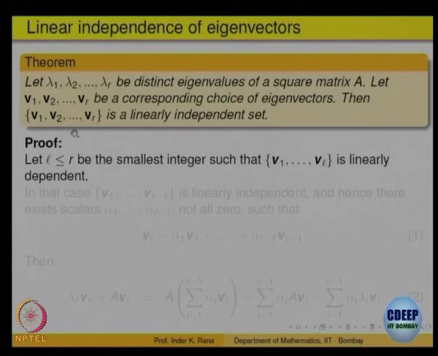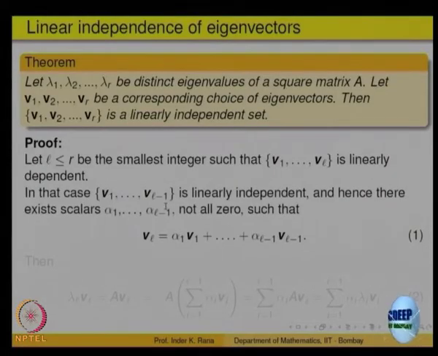There are r eigenvalues. Let us assume that there is a number L, less than or equal to r, such that V1, V2, ..., VL is a linearly dependent set. Suppose such a thing exists, and let us pick the smallest such L. That means if L is the smallest such that V1, V2, ..., VL is linearly dependent, then any smaller collection will be independent. This is the smallest collection which is linearly dependent. So, that means V1, V2, ..., V(L minus 1) is a linearly independent set. So, that means what?